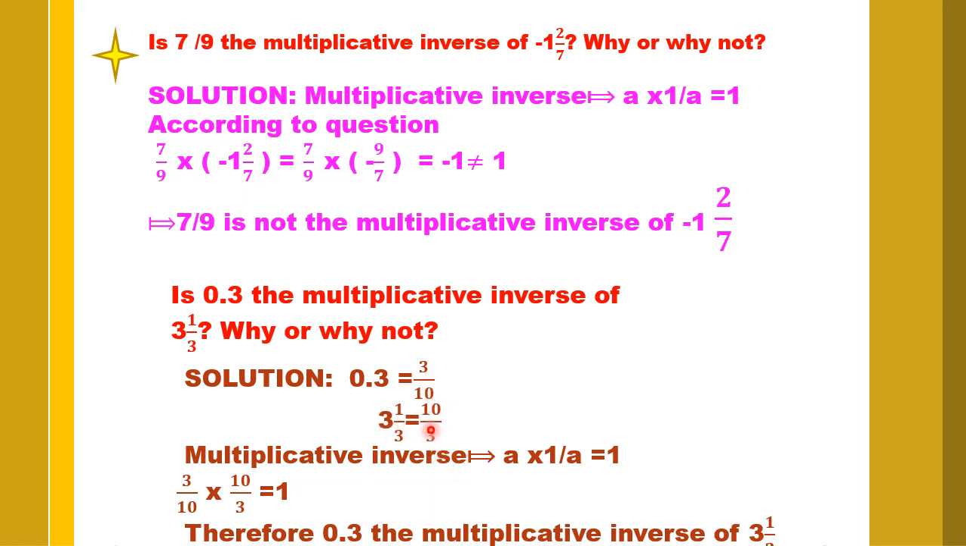Now you multiply these two rational numbers, and if you get 1, then they are multiplicative inverse of each other. As you can see in the previous sum, when we multiplied these two rational numbers, we did not get 1. We got minus 1. Therefore, they were not the multiplicative inverse of each other. Here you see on multiplying 3 by 10 and 10 by 3, which we got by converting them, you are getting 1. It means that 0.3 and 3 1 by 3 are multiplicative inverse of each other.